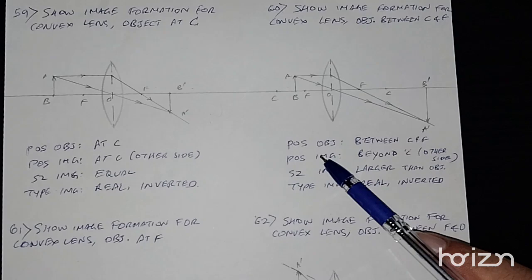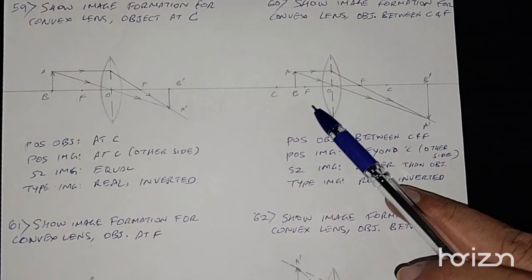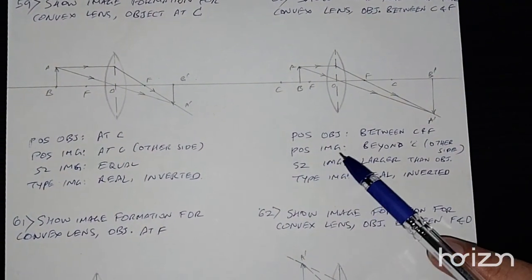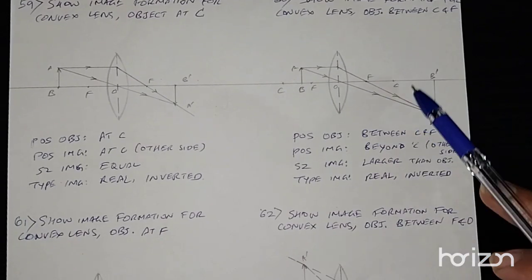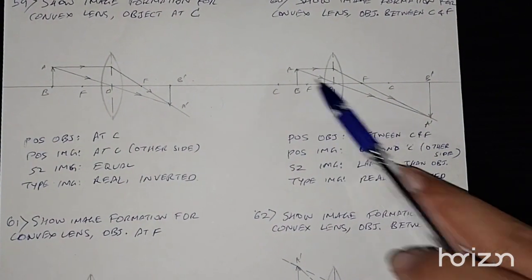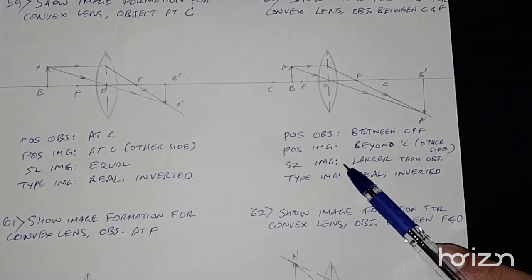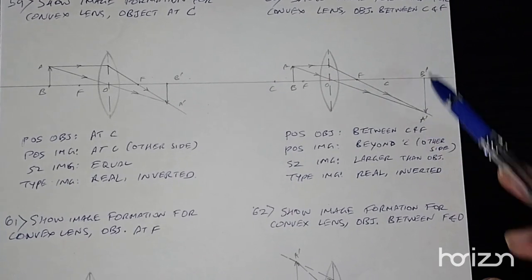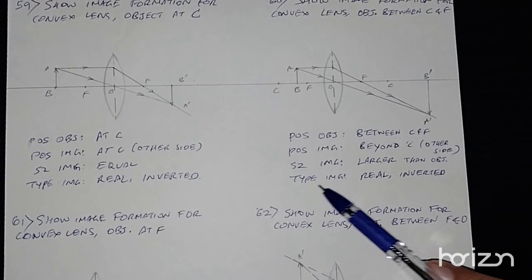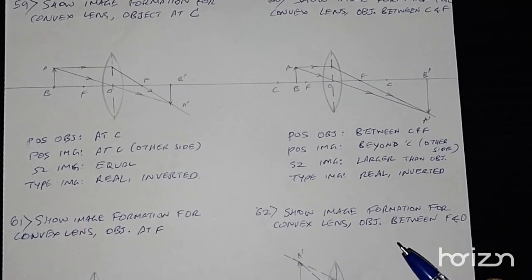Okay, so the position of the object, if you keep it between C and F for a convex lens, the position of image formed will be beyond C on the other side. Okay, because the image is on the other side. And the size of the image is large, enlarged, bigger than the size of the object. Type of image, it is real and it is inverted.